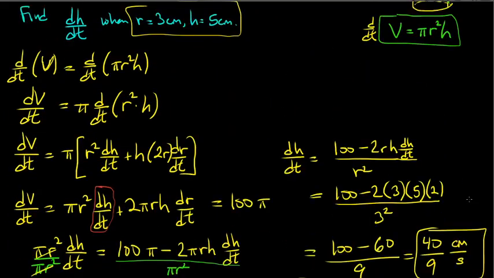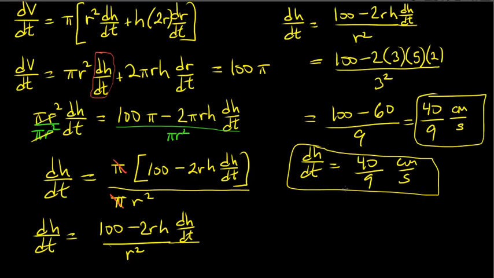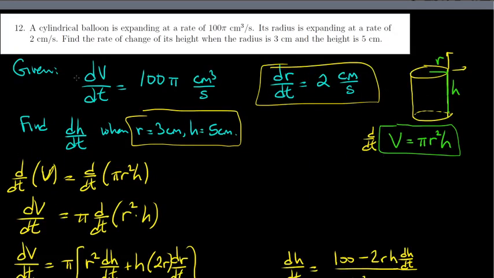So that's how quickly the height is getting bigger. Every second that goes by, its height is increasing by about 4.5 centimeters per second, 40 over 9. Boy, that 9 got weird. But now it looks like a 7. All right, 40 over 9 centimeters per second. So that's the answer to number 12.